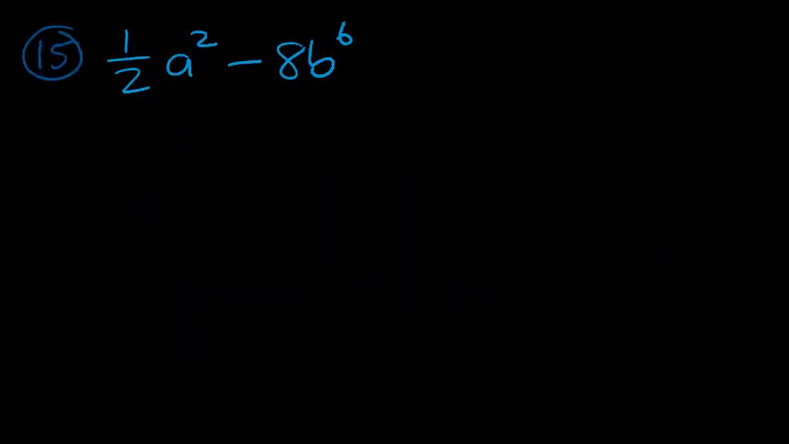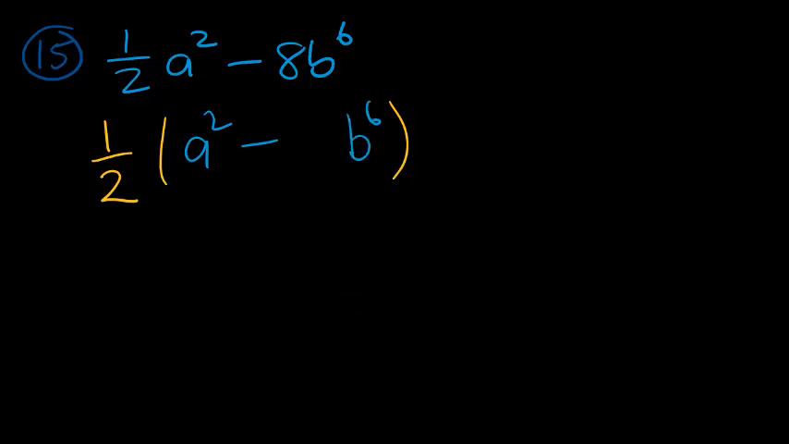Question 15. So we're going to do the same thing. We're going to try and take out 1 over 2. That's what we want to take out. So our bracket is going to be what's left. So what's left over here, we've got a squared. That makes sense. Minus something b to the power of 6.